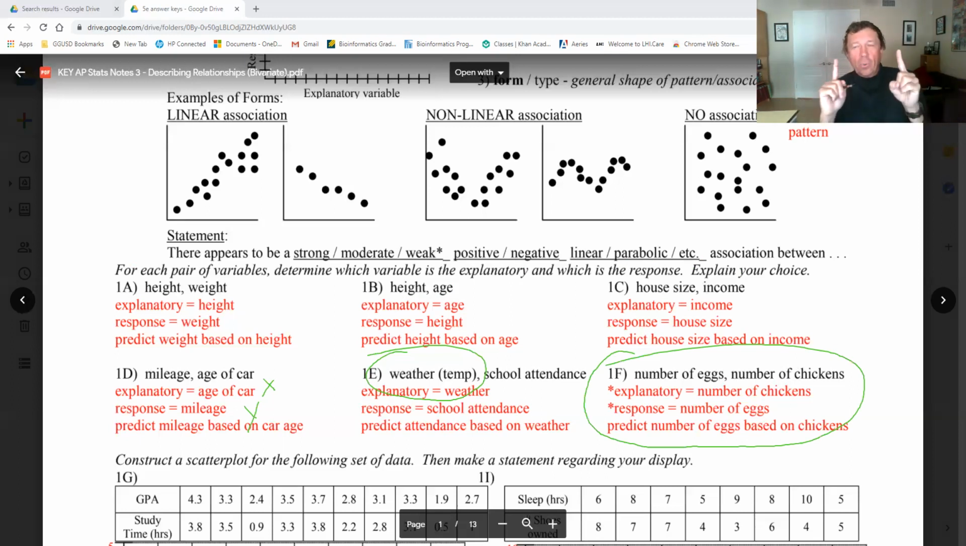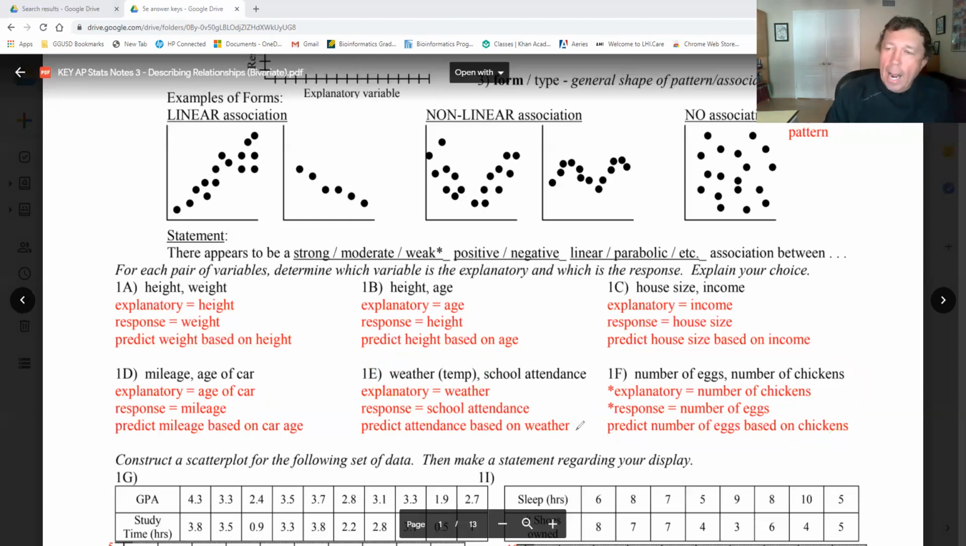Sometimes it's really hard to tell which one is the explanatory and which one is the response. It can be very, very difficult at times. And so sometimes it doesn't make any difference which one it is, okay? You could even make the case for this one that it doesn't matter which one is which, because they're both going to be responding to each other anyways. That can happen as well, okay?